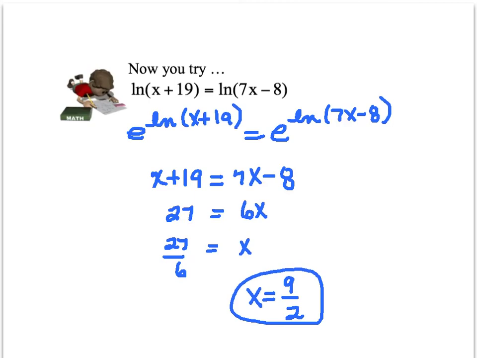And again, I'm going to go up and check and make sure that the 9/2 is going to create positive numbers inside of the logarithms. 9/2 plus 19 is definitely a positive number. And 7 times 9/2 minus 8 is also a positive number. And so I have no extraneous roots. X is equal to 9/2.